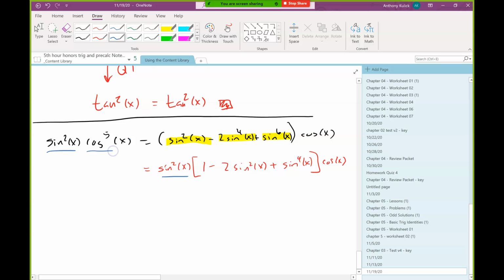Here I have cosine to the 5th. Here I have cosine. So this piece in the middle somehow needs to turn into cosine to the 4th, right? So that I can multiply it to the other cosine to end up with the cosine to the 5th. So we just need to kind of sort out how that's going to happen. So if I look at the thing that's in there, 1 minus 2 sine squared plus sine to the 4th, it looks a little like a polynomial, right? So let's say that we let a equal sine x, so it looks a lot more like a polynomial.